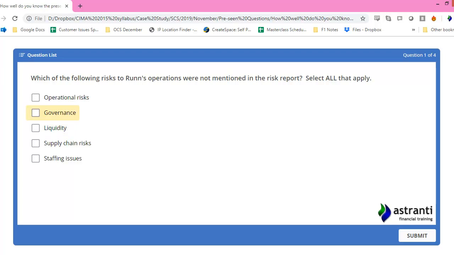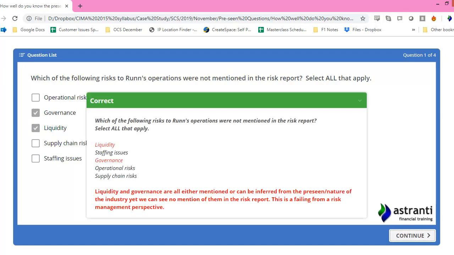And governance as well. It looked on the front of it that the governance was very good within the organization, but then there was no nomination committee. One of the key parts of corporate governance is to have a nomination committee, and that was not mentioned. So I would select these two as my two main ones to be risks to their operations but were not mentioned in the risk report. And that is the correct answer to this question.